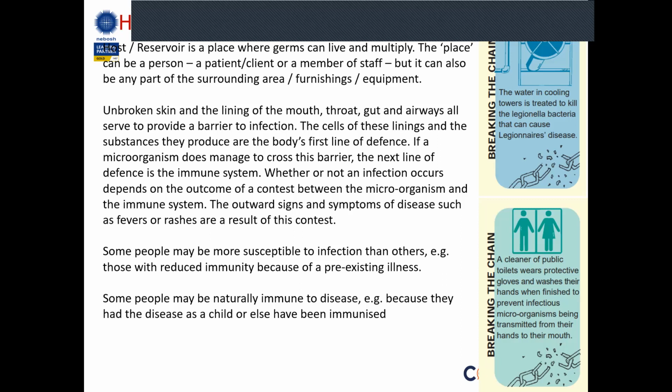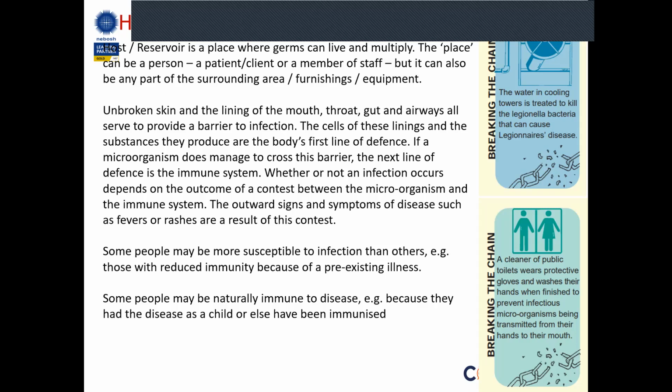Unbroken skin and the lining of the mouth, throat, gut and airways all serve to provide a barrier to infection. The cells of these linings and the substances they produce are the body's first line of defense. If a microorganism does manage to cross this barrier, the next line of defense is the immune system. Whether or not an infection occurs depends on the outcome of a contest between the microorganism and the immune system. The outward signs and symptoms of disease, such as fevers or rashes, are a result of this contest.